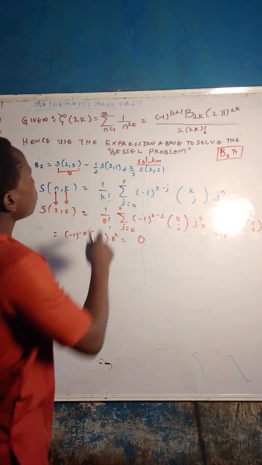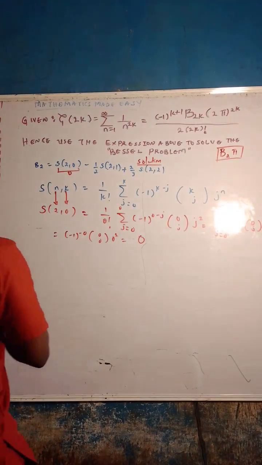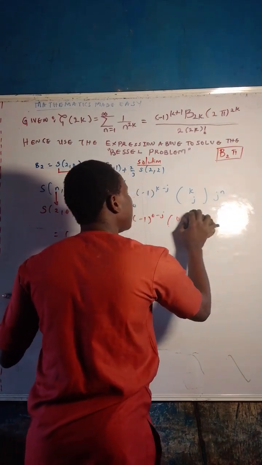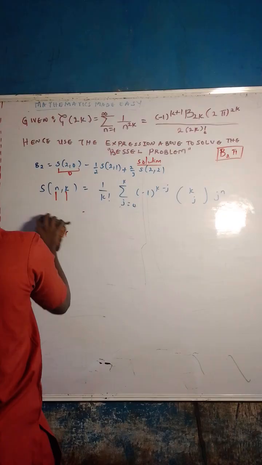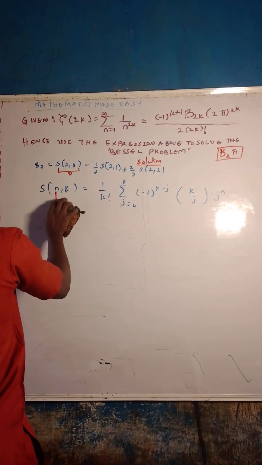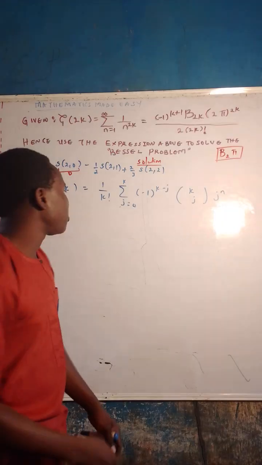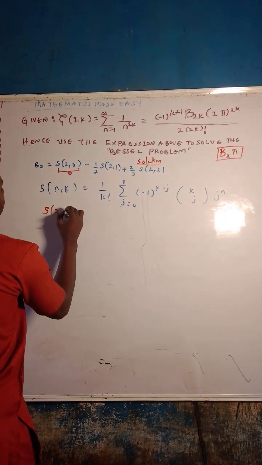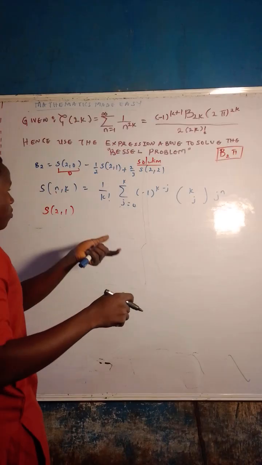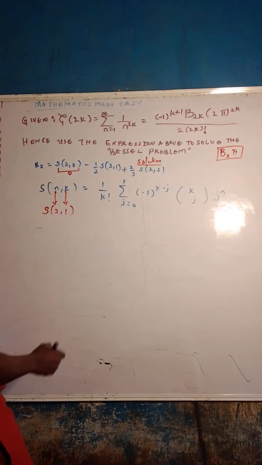We have 0. So it remains S2 of 1. So now let's find S2 of 1. You can pause the video and try to find S2 of 1 using the same pattern I used. Okay? So we are done. Yeah, you can play it back and check whether you're correct or not. Okay, now let's find S2 of 1. In this case, n will be 2 and k will be 1.